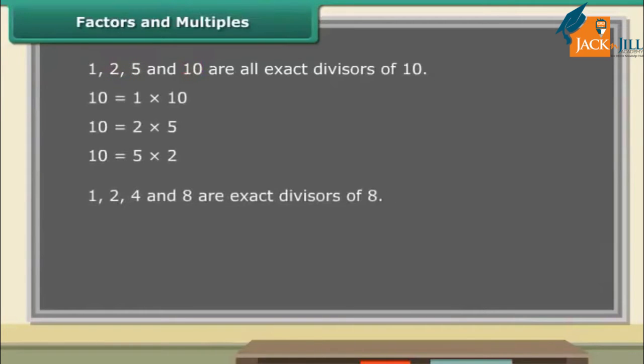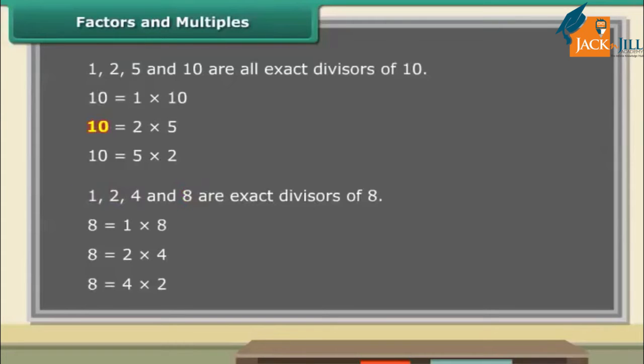Similarly, 1, 2, 4, and 8 are exact divisors of 8. Therefore, 1, 2, 4, and 8 are factors of 8. You can see that factors are always smaller than or equal to the number itself.